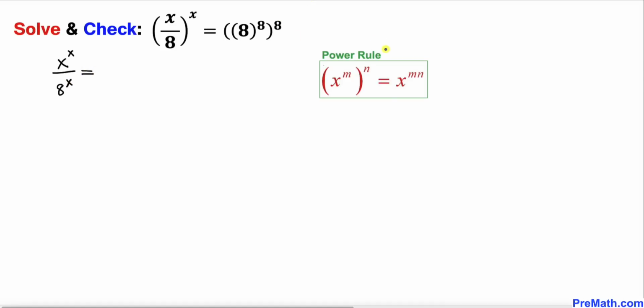Now let's recall this power rule of exponents. According to this rule, we can multiply out this 8 times 8. So therefore the right hand side could be written as 8 power 64, since 8 times 8 is 64. Now let's go ahead and get rid of this fraction by multiplying by 8 power x on the left hand side and 8 power x on the right hand side as well.